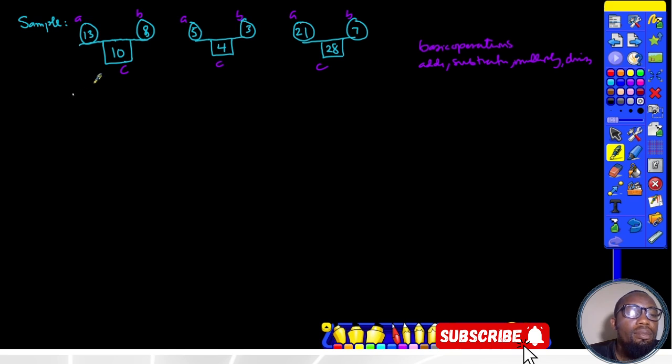In this first diagram, if we have 13 plus 8, we're going to have 21. But this is not 21. 5 plus 3 is 8. It is not 4. 21 plus 7 is 28. Even though it looks right here, I think we cannot agree with this because it didn't work for the others.